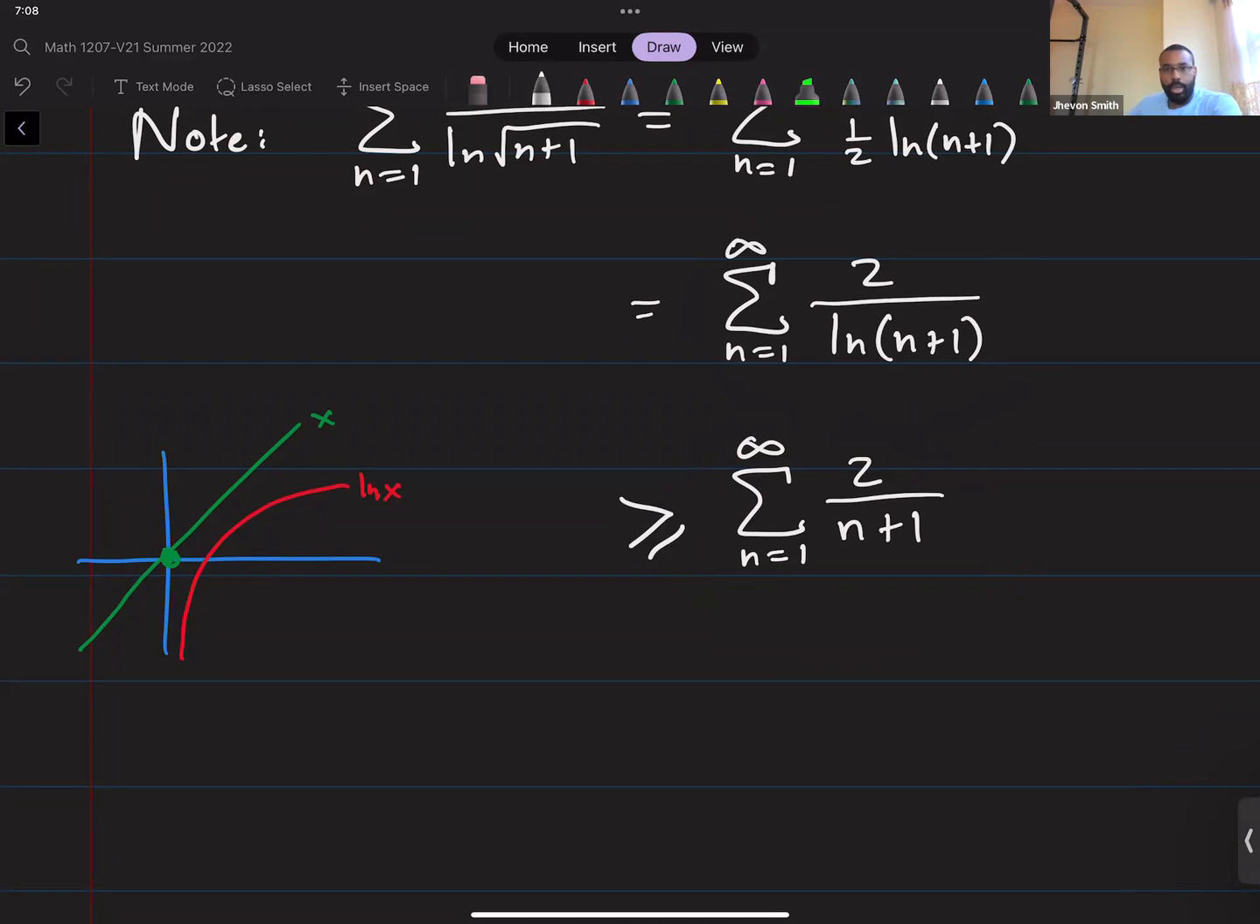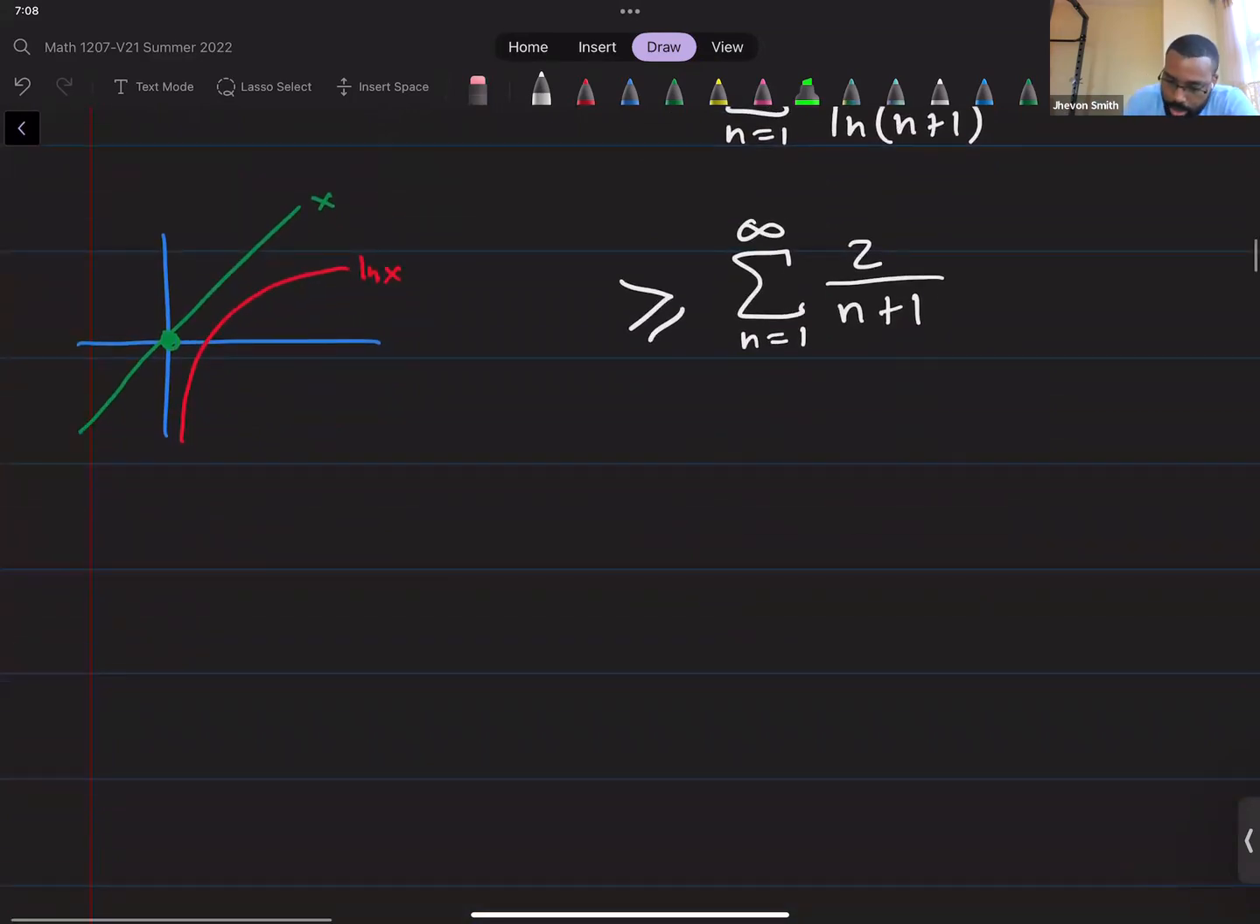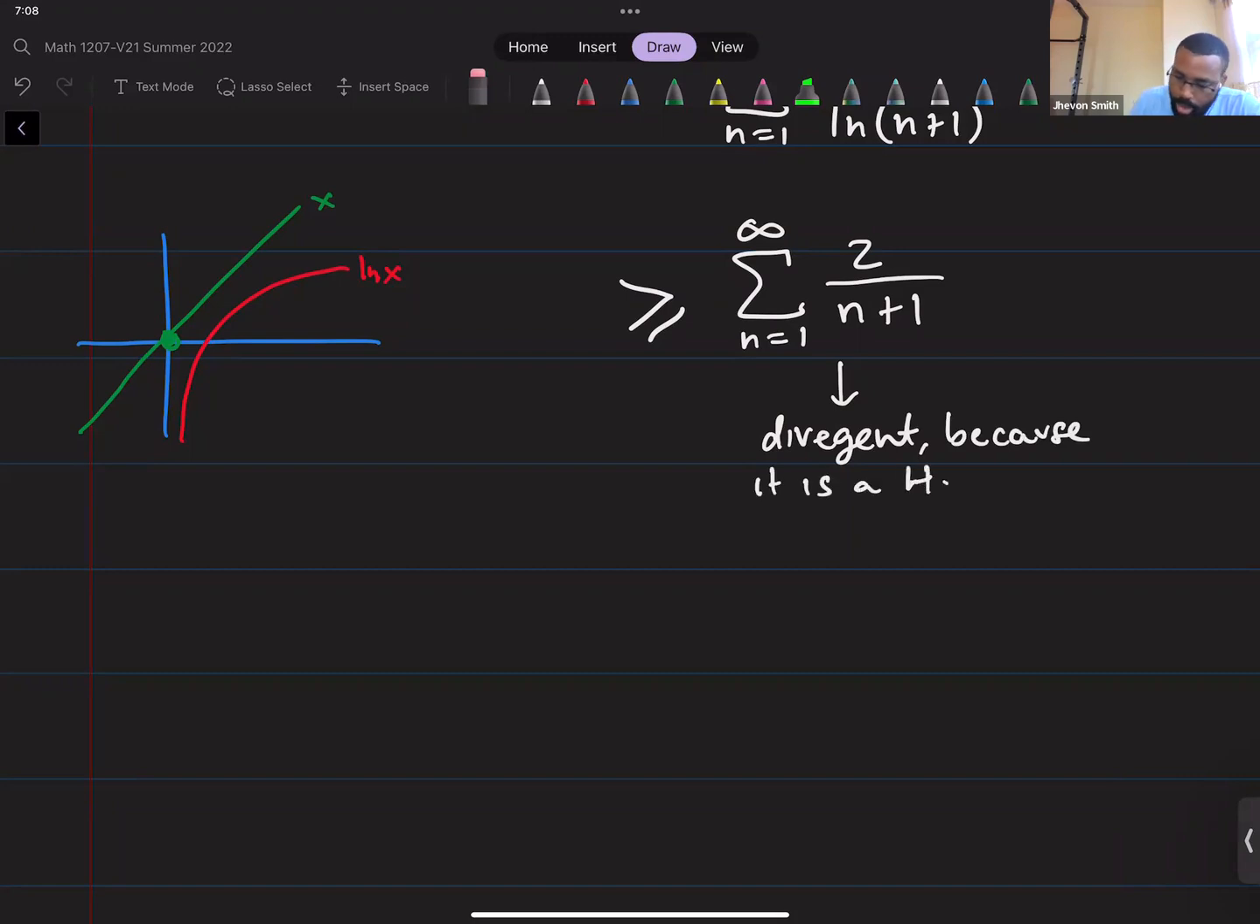But guess what? This one, the second one, is something that I know how to deal with, right? So this is essentially a harmonic series. It's just one step ahead. It looks like 1 over n. So this we know is divergent, because it is harmonic.